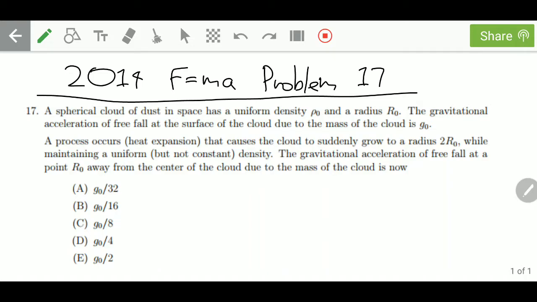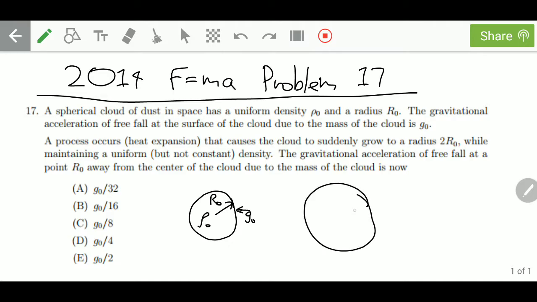Hello. In this video, I'm going to explain problem 17 from the 2014 F equals MA contest. In this problem, we're told that a spherical cloud of dust in space has a uniform density rho naught and a radius r naught. And the gravitational acceleration of free fall on the surface of the cloud is g naught. And now, the cloud expands to a radius of 2r naught, and it'll still be uniform.